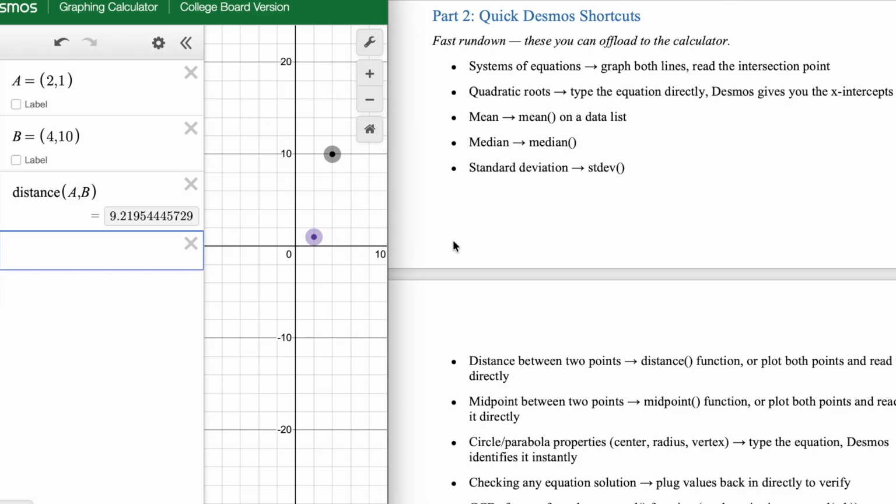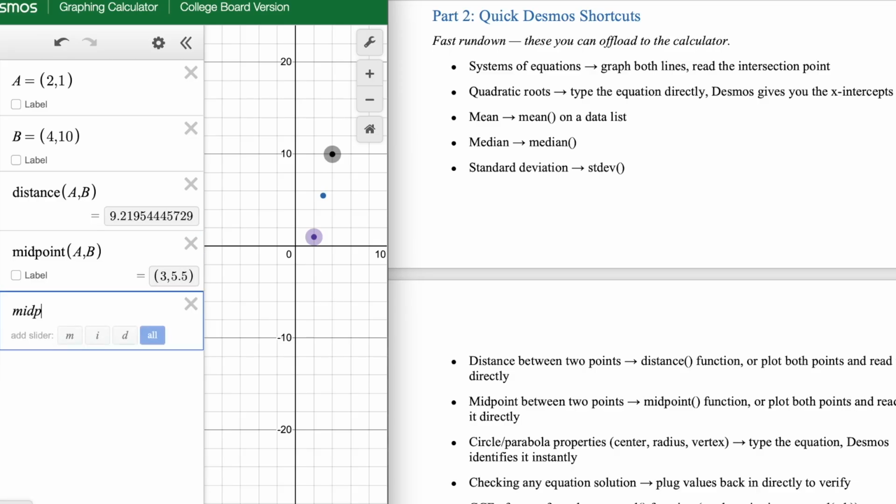So the exact same thing for midpoint. I'm trying to find the middle of these 2 points. I just write midpoint and then A, B. And just like this, you can always write the points out. So if I want to write midpoint, I could write 2, 1, then a comma, and then 4, 10. It's just that if you use the A or B equals, it makes it a lot faster if you're writing that multiple different times.